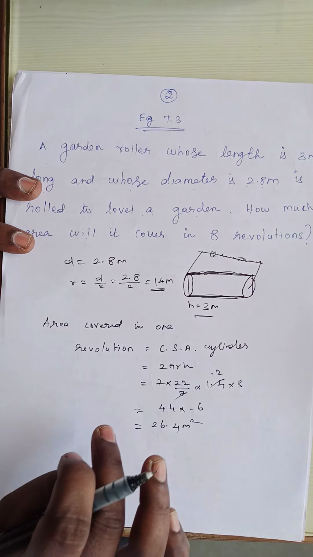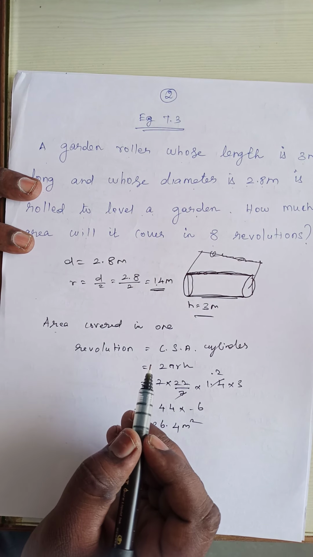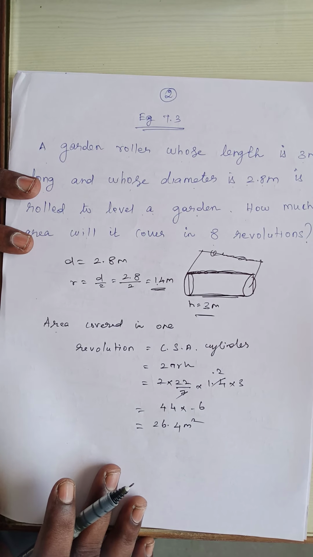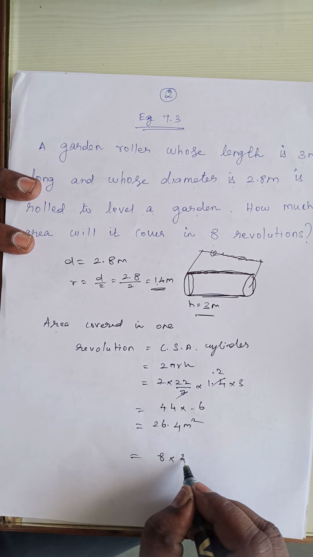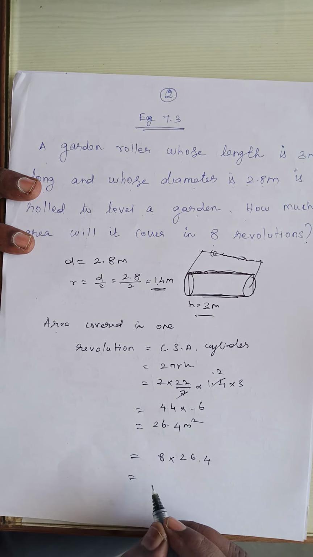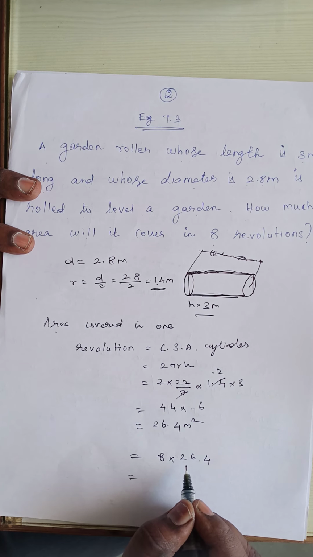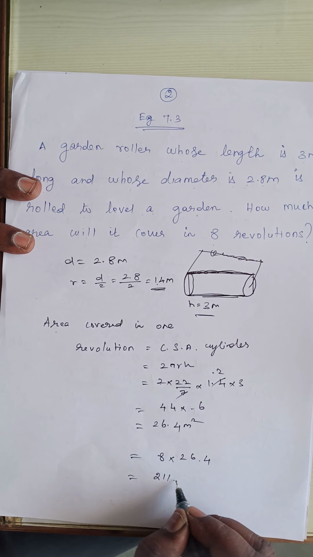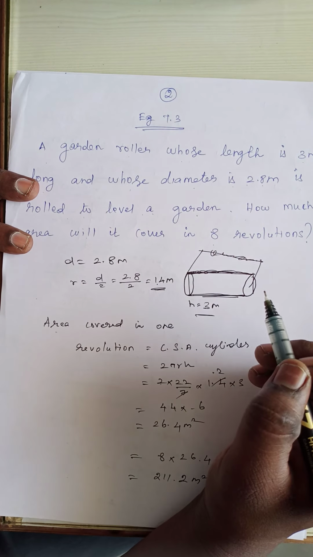So this is for one revolution. Area covered in one revolution. So what about 8 revolutions? You should multiply with 8. 8 into 26.4, you will get 211.2 meter square.